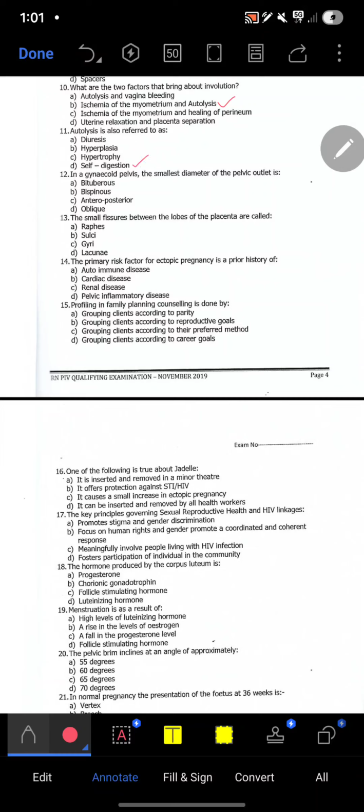Question 12. In a gynecoid pelvis, the smallest diameter of the pelvic outlet is? The correct answer is C, which is antero-posterior. Question 13. The small fissures between the lobes of the placenta are called? The correct answer for 13 is B, which is sulci.